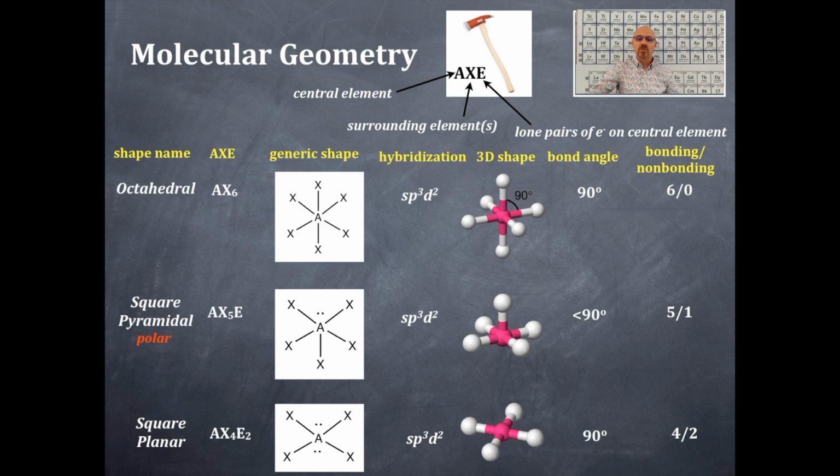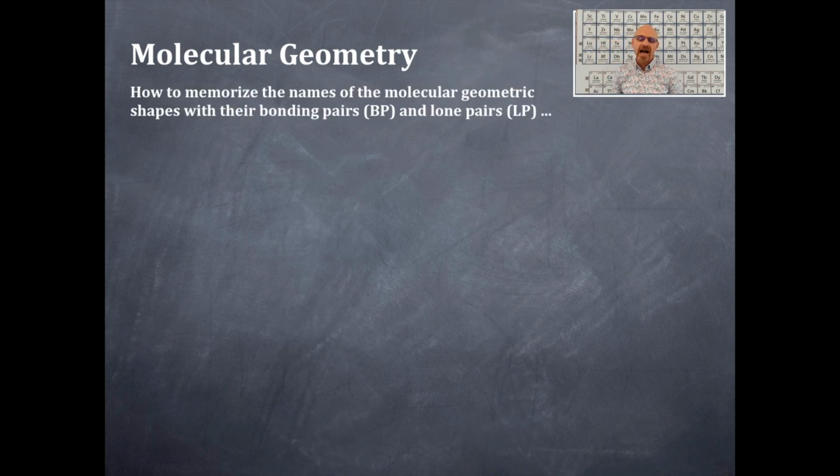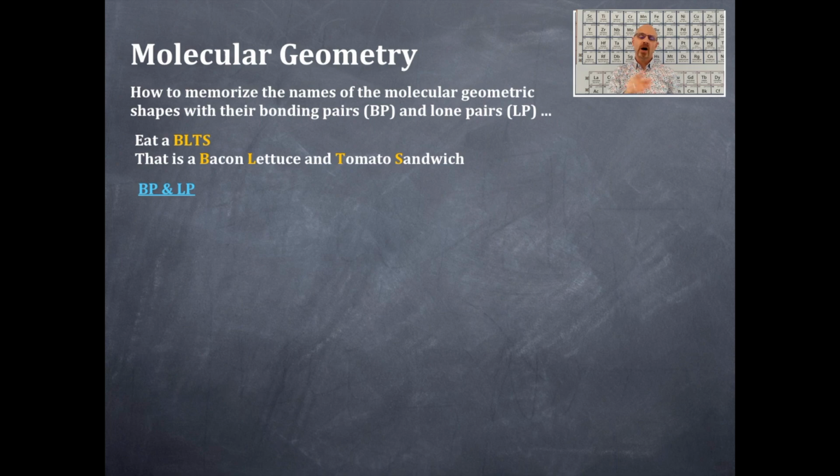Okay, now I'm going to do one more thing here, so hang on because this is a good one. And I got a super cool hat at the end, so wait for the hat. Now I'm going to tell you how to memorize these shapes with their names. You're going to eat a BLTS. What is a BLTS? A BLTS is a bacon, lettuce, and tomato sandwich. Yum, got to get one of those. So, bonding pairs and lone pairs, that's what we're talking about.